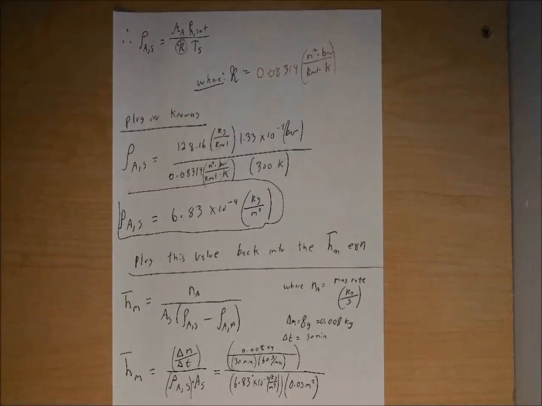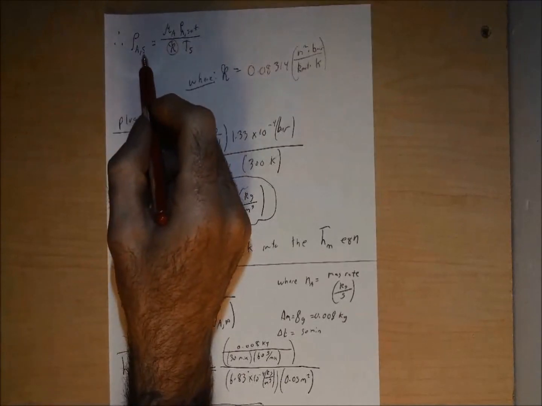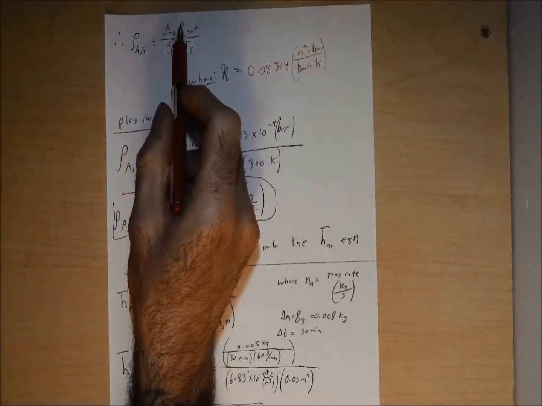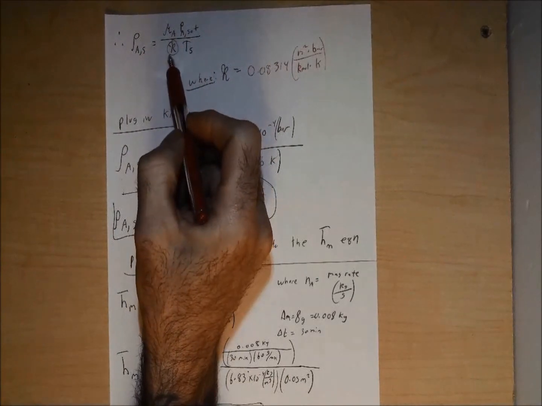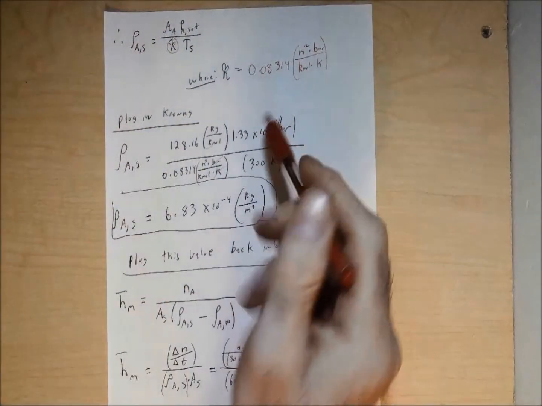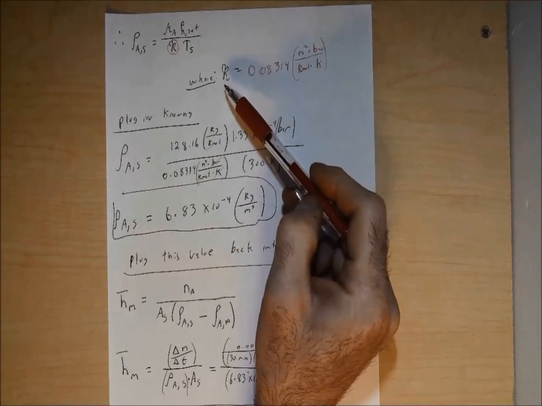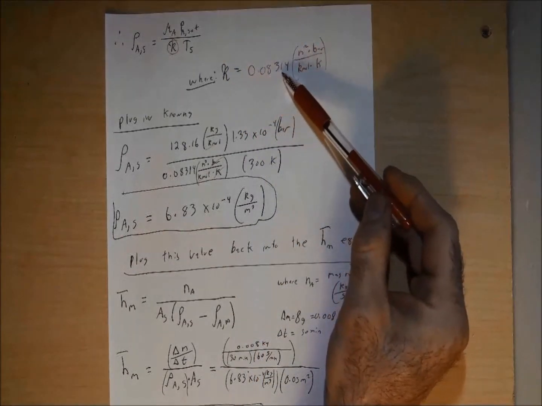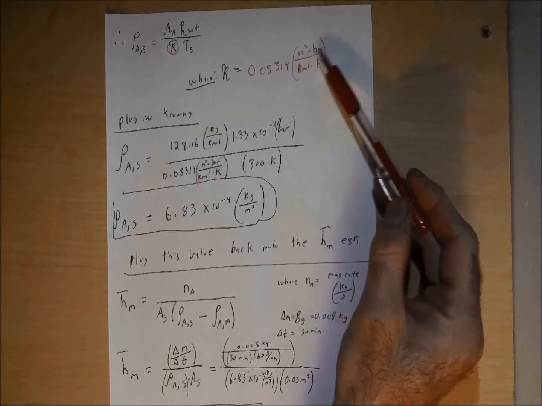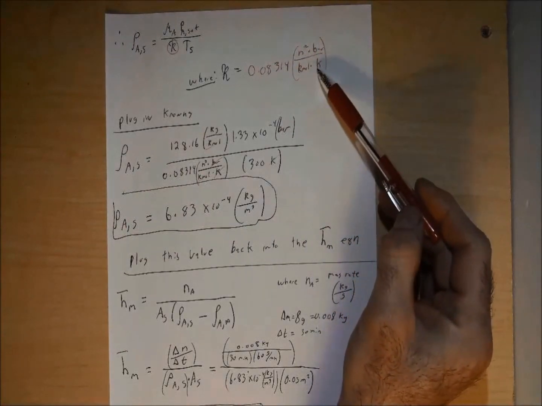So now we can break this down and look at each individual part. We have our density sub A comma S equal to our molecular weight times this density of A comma saturated, all divided by our universal gas constant times the surface temperature T sub S. Now we have a value for this universal gas constant as 0.08314 in units of meters cubed times bar divided by kilomoles times Kelvin.